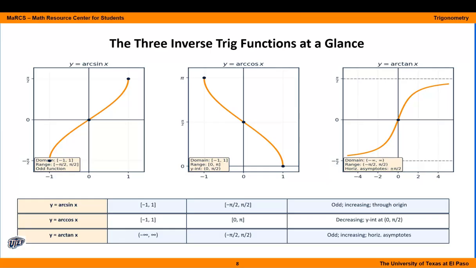Here's a quick summary of the 3 inverse trig functions. Take a moment to notice the patterns. Arcsine and arccosine both have domain of -1 to 1, but different ranges. Arctan has a completely different domain, all real numbers. These differences are very important when evaluating expressions.